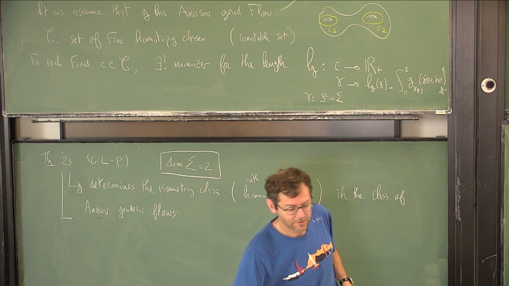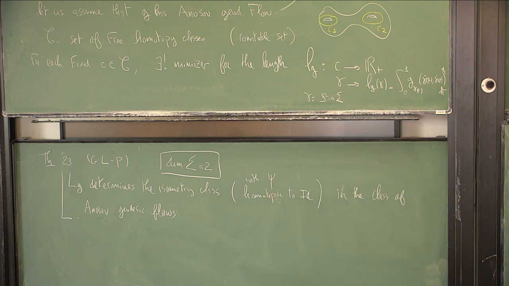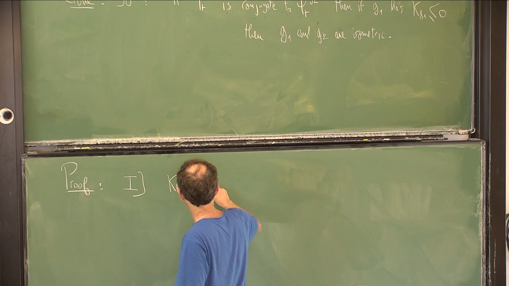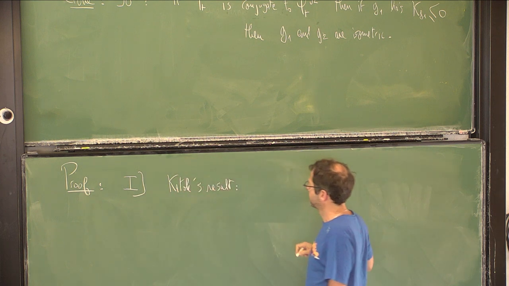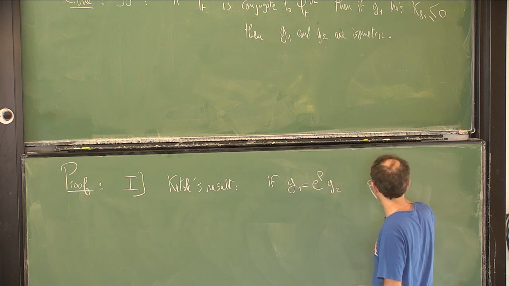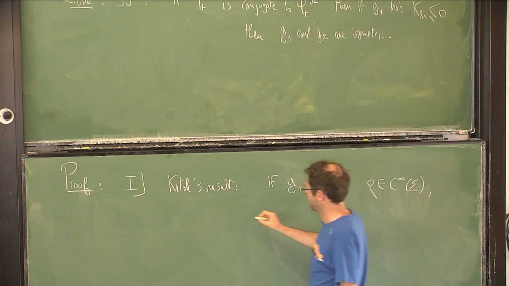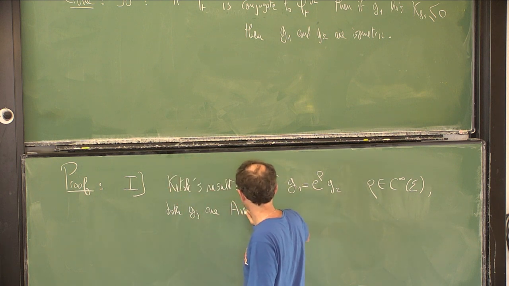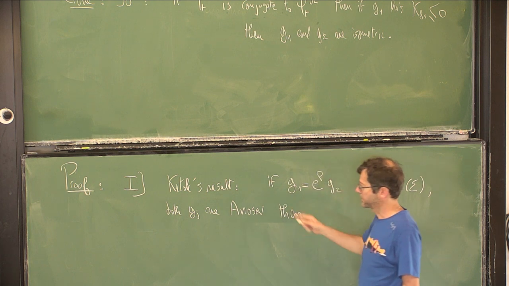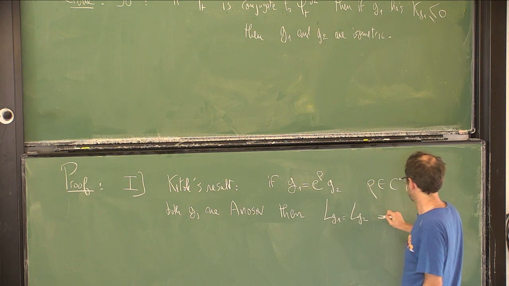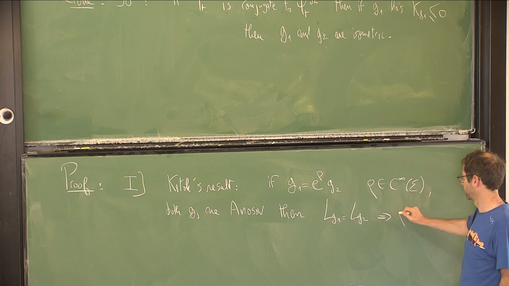Yeah, there is a part of the proof which is due to Katok actually. So first, Katok's result. Katok shows that if G1 equals exponential rho G2, with rho a smooth function, and say both Anosov, and his proof works in any dimension, actually. Then, if LG1 equals LG2, it means that rho is 0.